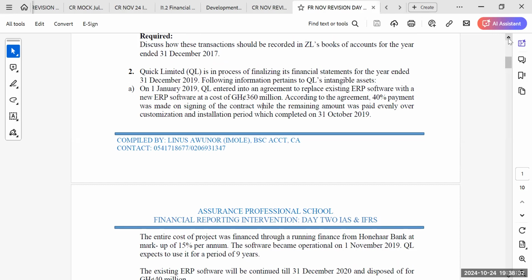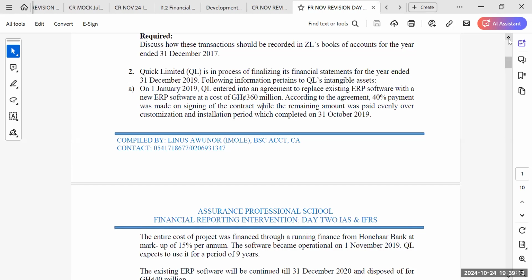Okay, so you just recognize all the 360 as the value of the purchase price of the software. They say 40% was paid on signing of the contract, while the remaining amount was paid evenly over the customization and installation period, which completed on 31 October 2019. You can say that's like 10 months, isn't it? So yes, 10 months might not have a greater financing component as compared to 2 years and 3 years. So we just use the cost of 360 as the purchase price of the item.